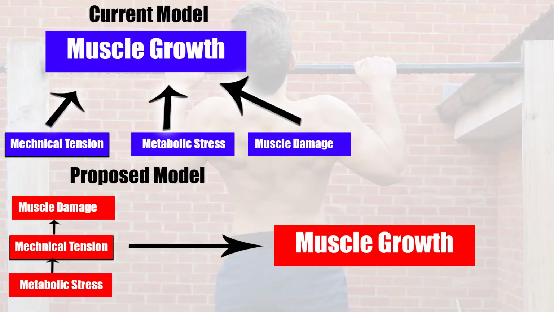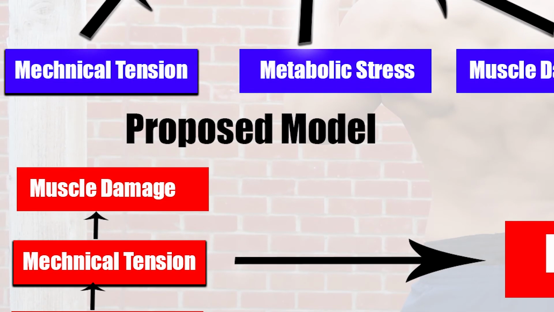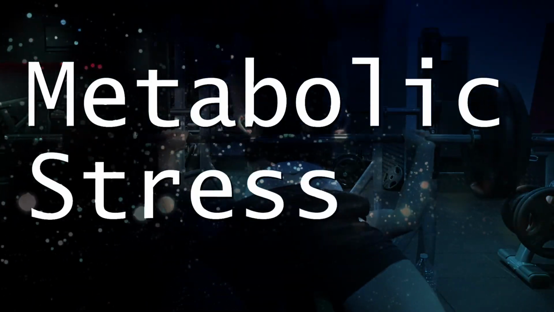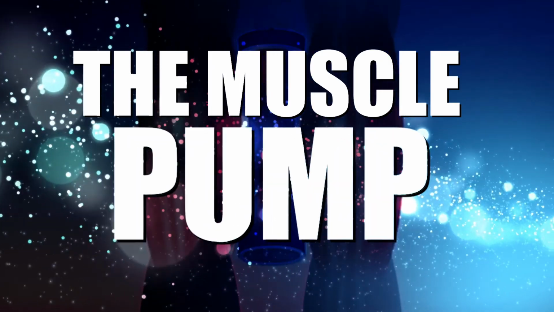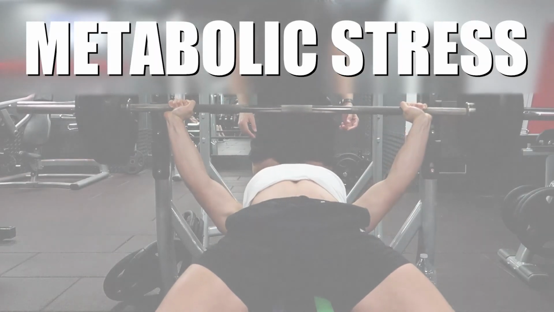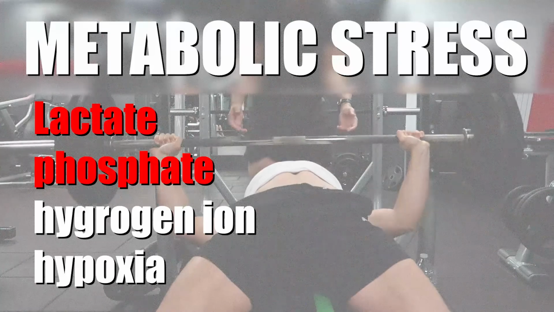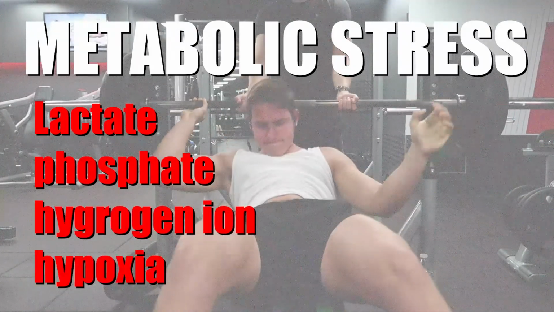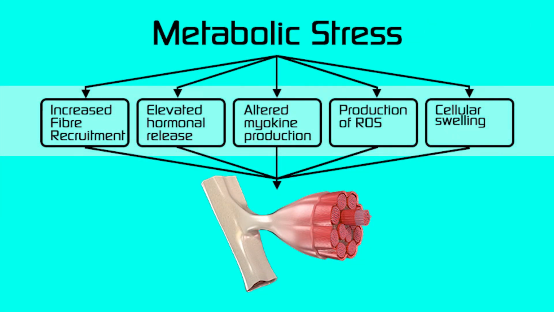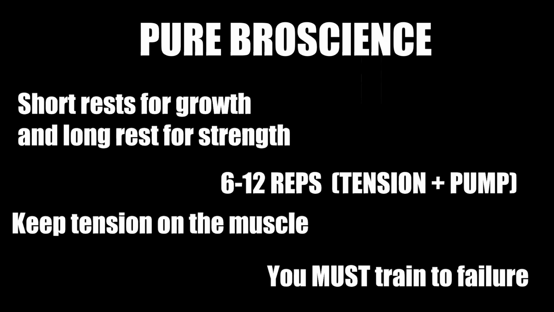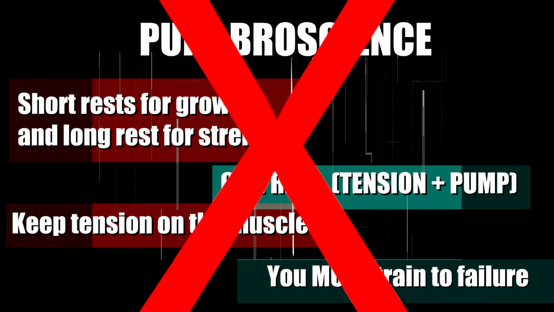The second mechanism of muscular hypertrophy is metabolic stress, and this is the muscle pump. So it's the accumulation of metabolite byproducts in the muscle like lactate, phosphate, hydrogen ions, and hypoxia. Metabolic stress will increase these 5 factors. Although many bros will tell you that the muscle pump is everything, let's look at what the science says.